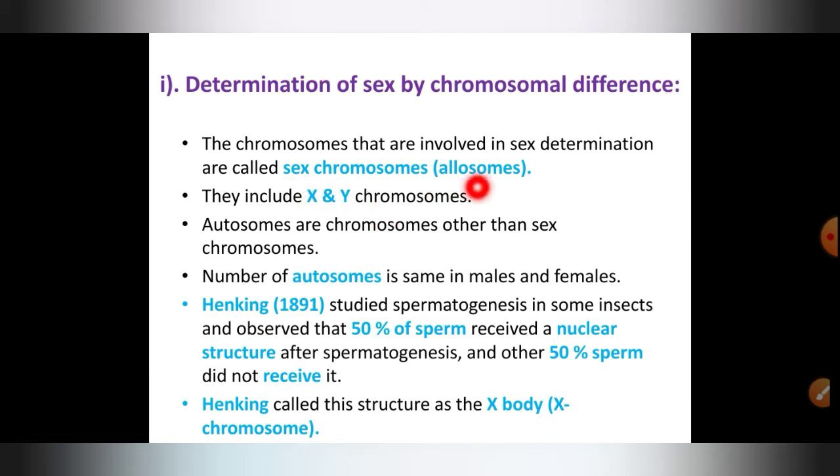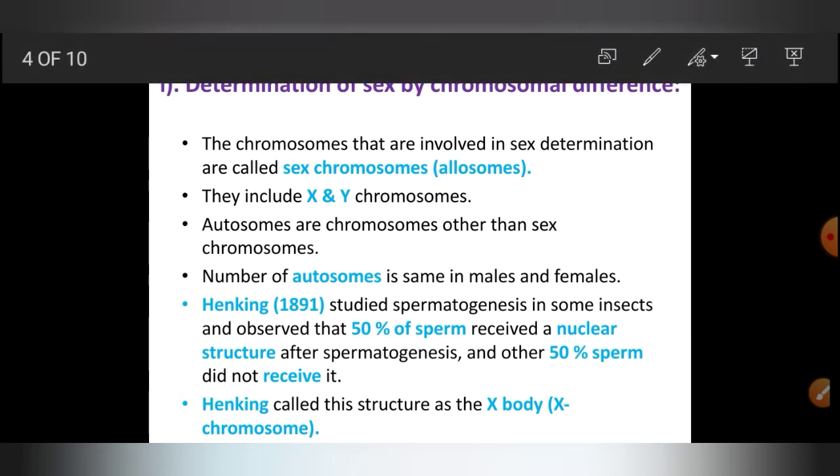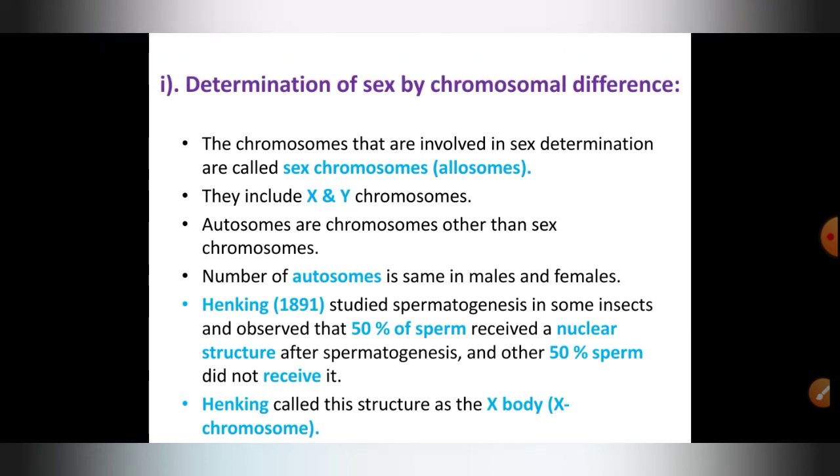Sex chromosomes are of two types. One is X and one is Y. Autosomes are chromosomes other than the sex chromosomes. Inside your cell you will have a nucleus, and inside the nucleus you have chromosomes. The chromosomes other than the sex chromosomes, that is X and Y, are called autosomes. The number of autosomes is the same in both males and females of any organism.